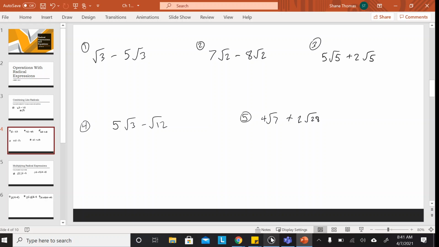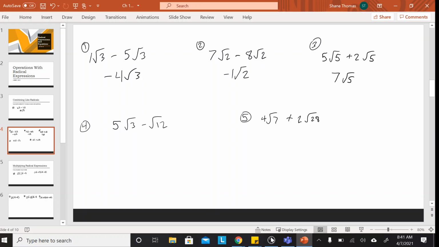Okay, number 1, Sarah, what'd you get? -4√3 is correct. All right, this will be a 1 out front. 1 minus 5 is -4. It's the same roots. We're good. Carter, number 2, what'd you get? -1√2. That works. Could you also have -√2? Yeah. Either one would be the same. All right, Espy, what'd you get for number 3? 7√5.